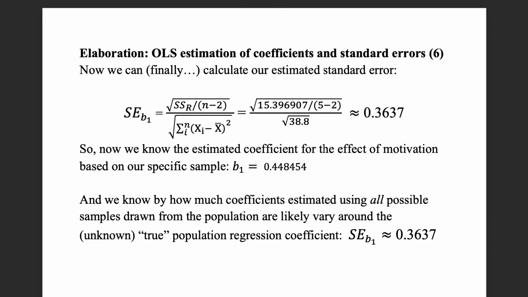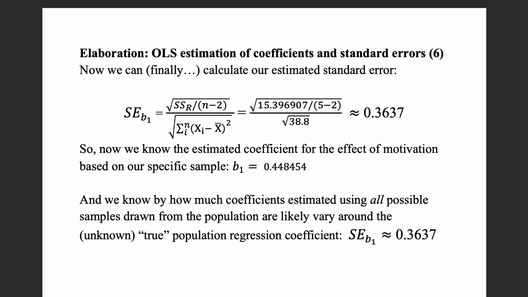So by getting the standard error, we learn about how much the regression coefficients that we would estimate would vary if we would take every possible sample from the population of all students, and for each of those possible samples estimate such a regression coefficient. How much would all those individual regression coefficients vary around that true population coefficient that we cannot actually observe? Because that is what the standard error tells us.